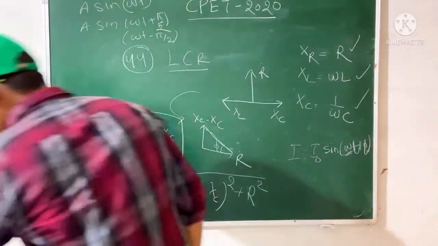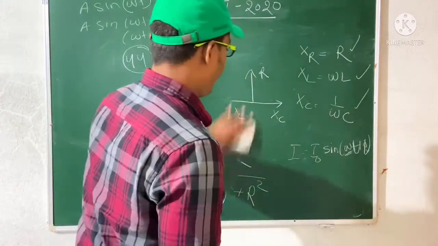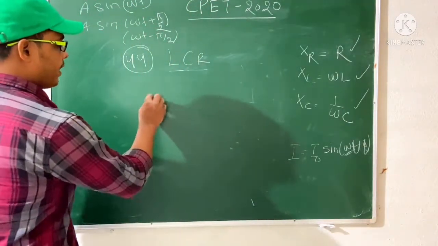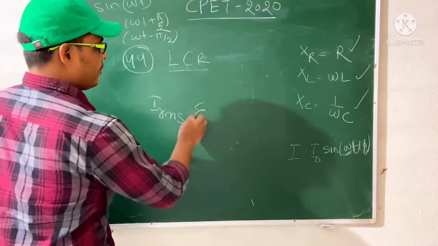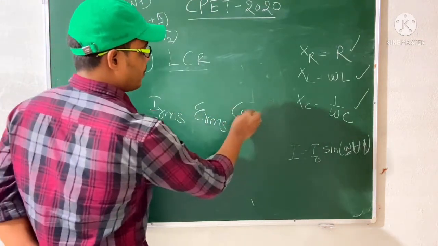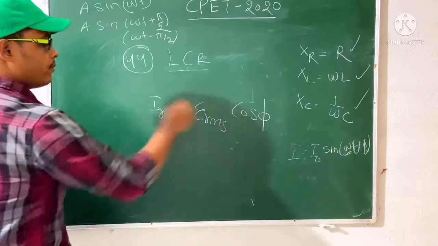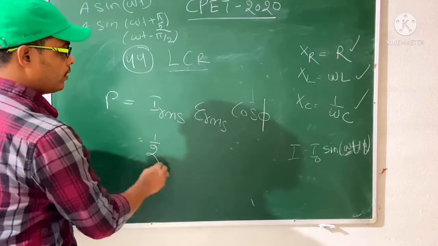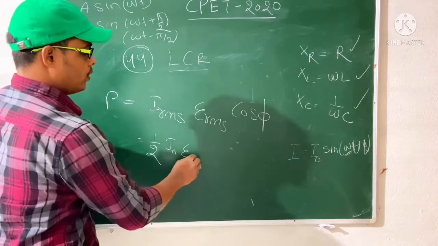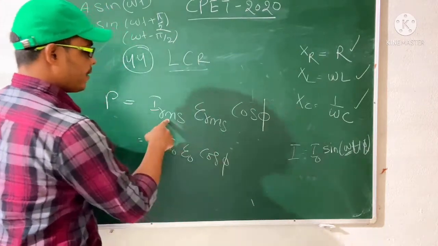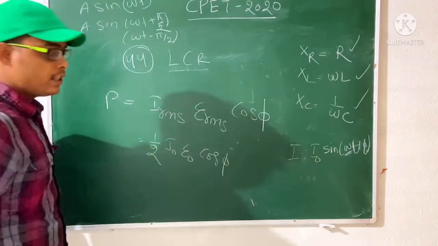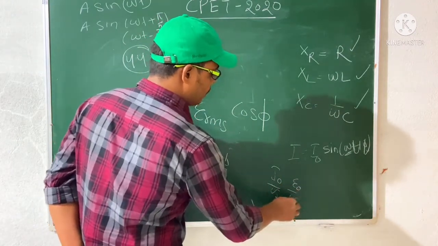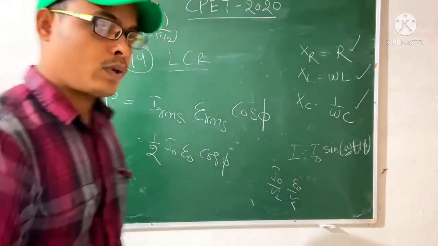What is the power in your LCR or LC circuit? Remember, the power is I RMS, E RMS, cos phi, where phi is the phase angle, the phase difference. This is the power: I RMS E RMS cos phi, or half I0 E0 cos phi. Because I RMS is I0 by root 2 and E RMS is E0 by root 2, if you multiply, the factor of half will be outside, and I0 E0 cos phi.